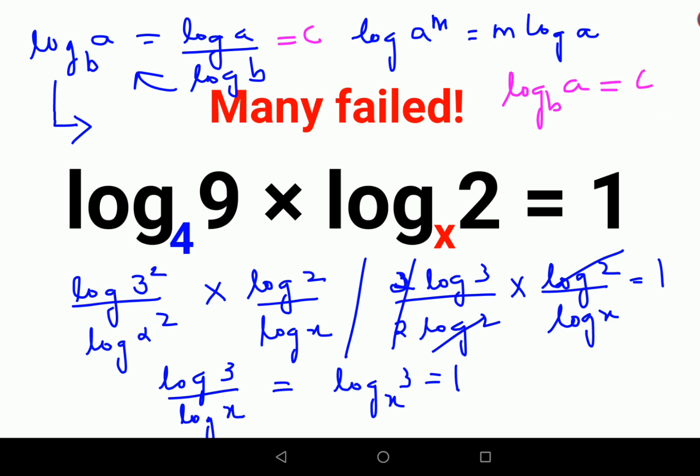So now in order to get rid of log, we can do this as a equals to b raised to c. So here, therefore, I can say 3 equals to x raised to 1. Therefore, I can say the value of x comes out to be just 3.